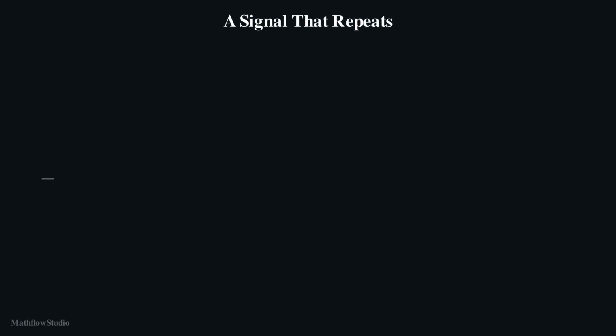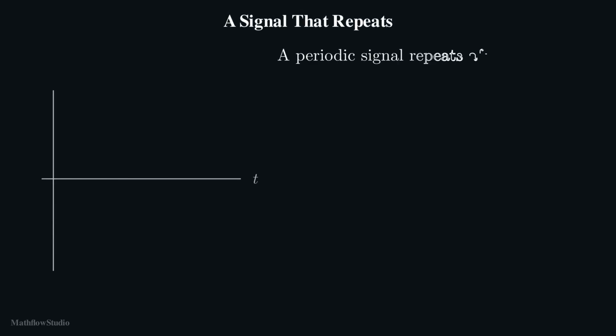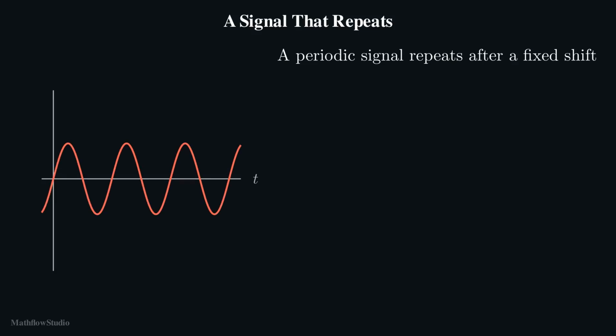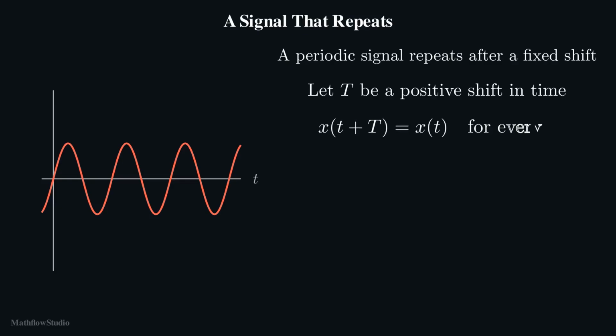A periodic signal repeats itself after a fixed shift in time. Consider a positive shift, and ask whether the signal returns to the same value at every instant. When the shifted signal agrees with the original at every instant, that shift is called a period.